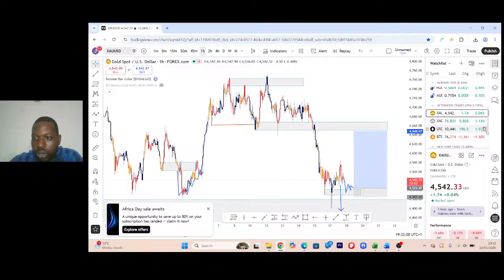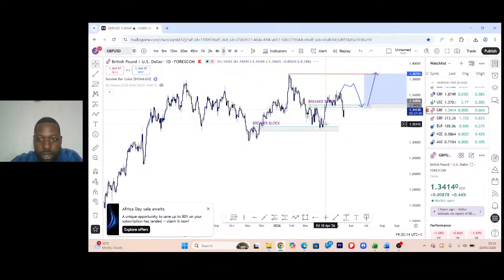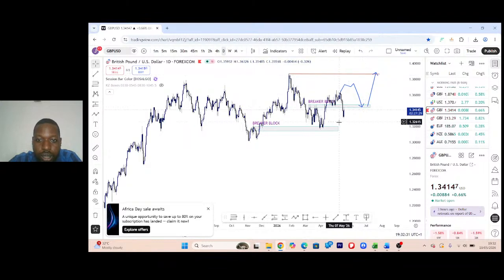So the next pair we'll look at is GBPUSD. Okay, all right, so let's go to the daily time frame to understand the directional bias. I actually predicted this, but price didn't react at this order block. So that means we're going to expect price to come to this breakout block, sorry.